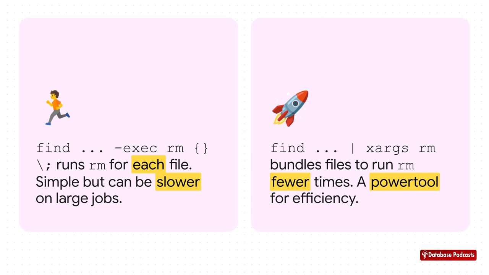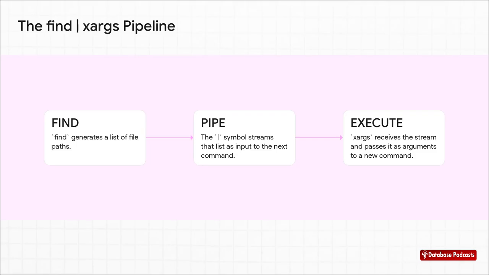But on the right, you've got a much, much smarter way, piping the results to xargs. What xargs does is it bundles up that whole file list and runs rm as few times as possible. Honestly, it's the difference between making 100 separate phone calls and just sending one group text. Way more efficient.